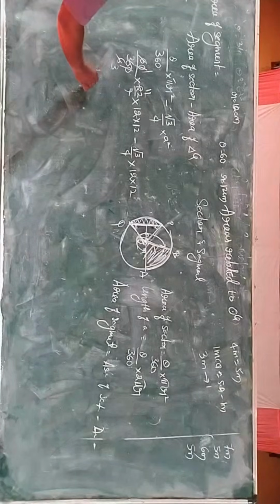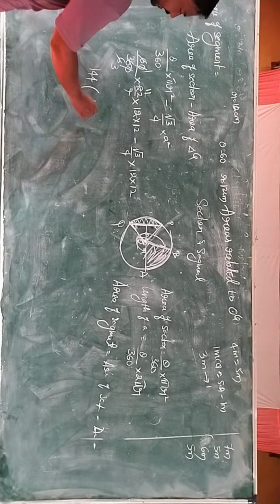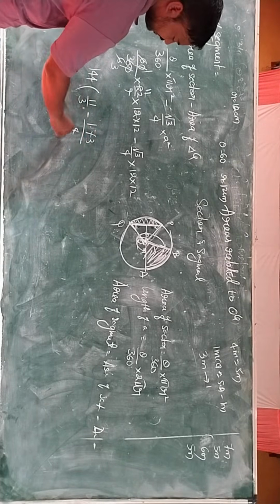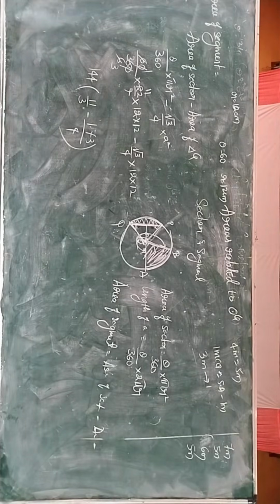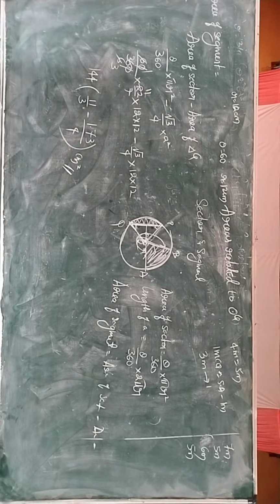Common, take it outside. 144 into 11 upon 3 minus root 3 is 1.73, 1.73 divided by 4. Okay. So simplify this, you will get answer. Otherwise, you have to write here only square centimeter. In exam, do not write like that. You will not get the marks.